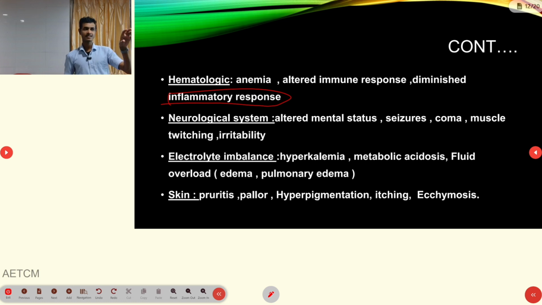Neurological system wise, altered mental status, because it can lead to uremic encephalopathy. Because of that the person can develop altered mental status, seizures, and then coma, muscle twitching, irritability.